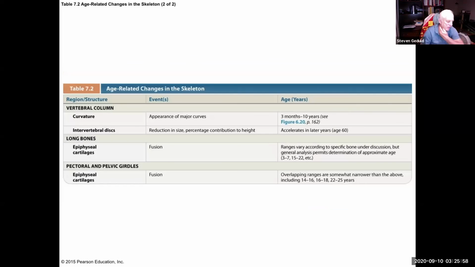All right, general appearance, major curves. We talked about the curvature of the spine. From 3 months to 10 years, you can see the different spines. The spine goes from straight, starts to bend, and you get more curvatures. Again, that's not set in stone because you get different variations of that. Different fusion of the epiphyseal cartilage, the growth plates: around age 21, 22, the growth plates start to close. Some of these are just guesses, but the only one that's a really good fact is the pelvic angle.